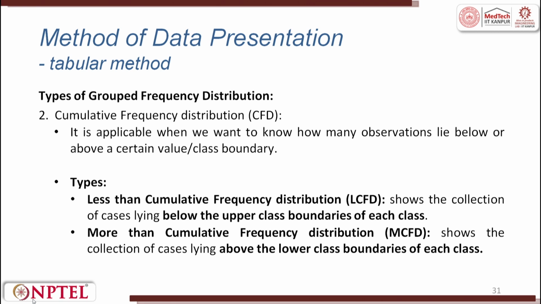value or boundary. It is applicable when we want to know how many observations lie below or above a certain value of class or boundary. Types could be less than cumulative frequency distribution, what are the observations that are lying below, and more than cumulative frequency distribution, what are the observations which are lying above.